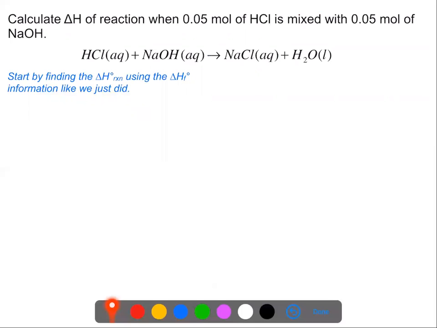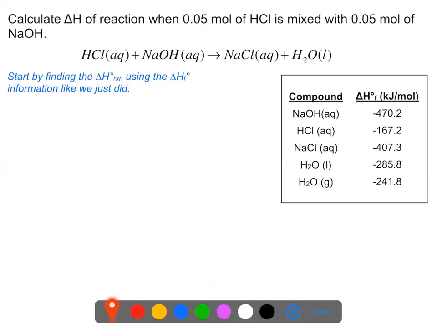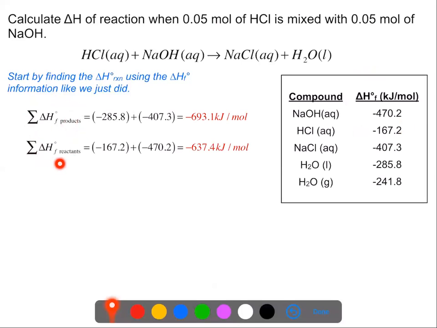We can then use that value we just calculated to start to answer more questions, and questions that we've already seen. We just have a new entry point into them. For example, we can now say calculate delta H of reaction when 0.05 moles of HCl is mixed with 0.05 moles of sodium hydroxide. So what will the delta H of this reaction be? Well, when you think about this problem, it starts exactly the same as what we just did. We're going to start to look up heats of formation. We will then find delta H of the products, delta H of the reactants, and subtract them to get our answer of negative 55.7 kilojoules per mole.